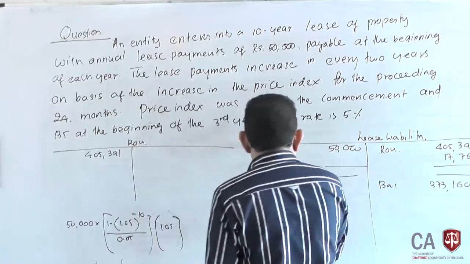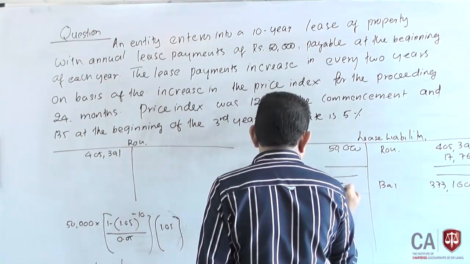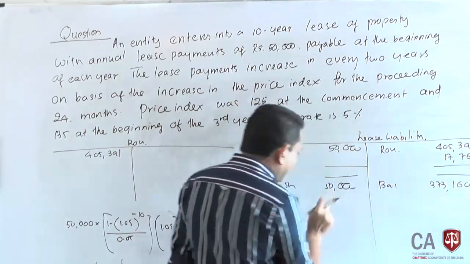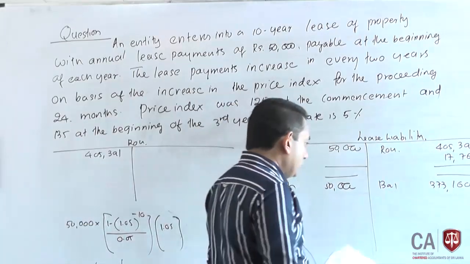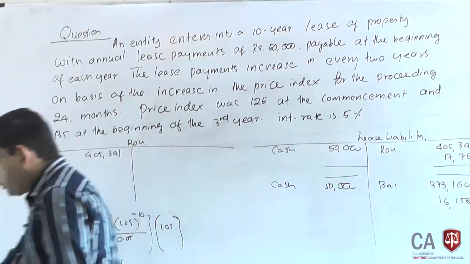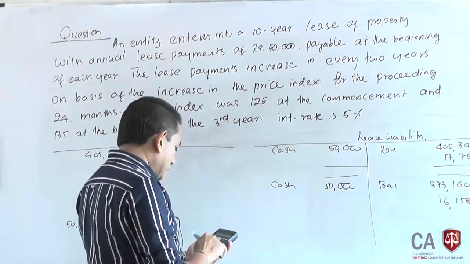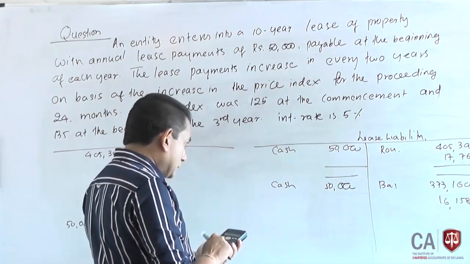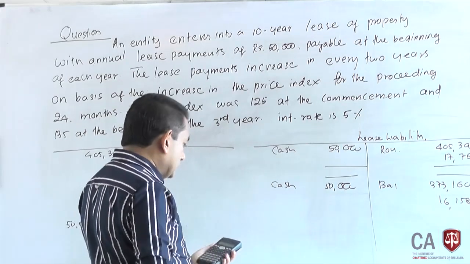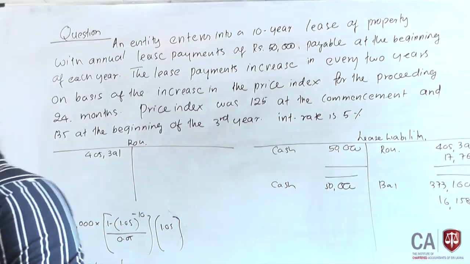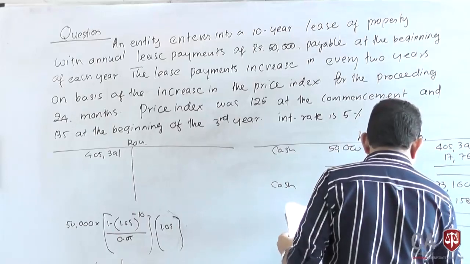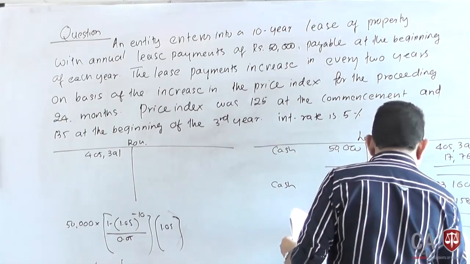Again you pay the second installment here, 50,000, and recognize interest on 373,160 minus 50,000 at 5%. So, that is 16,158. Make sure my calculations were correct: 373,160 minus 50,000 into 5% is 16,158. So, that balance becomes 339,318.